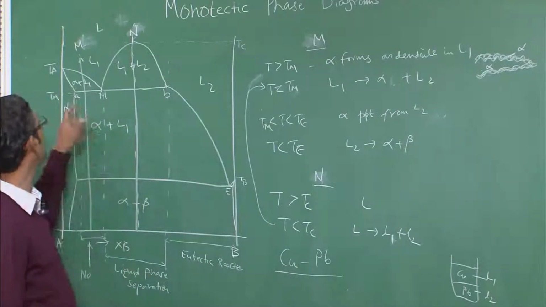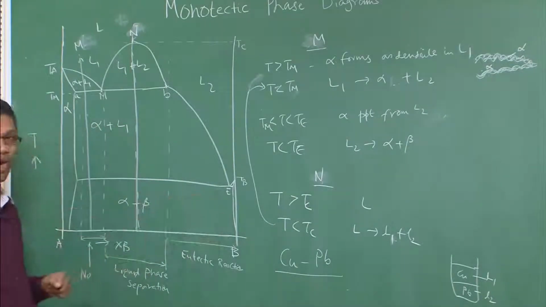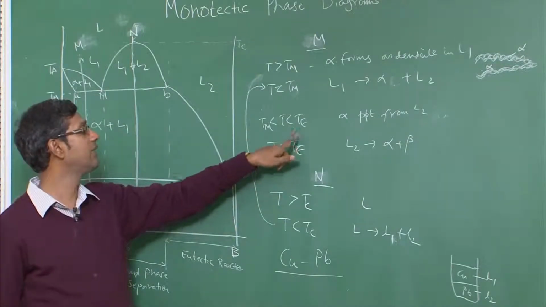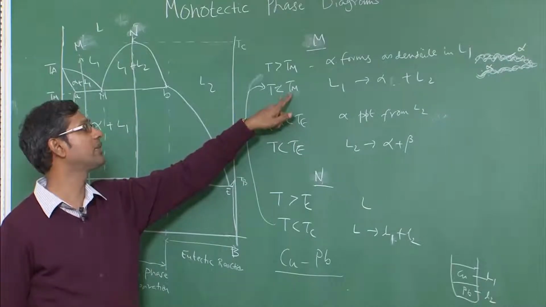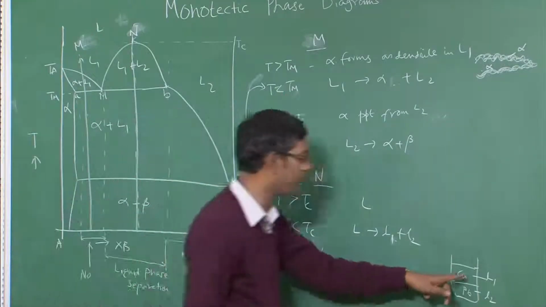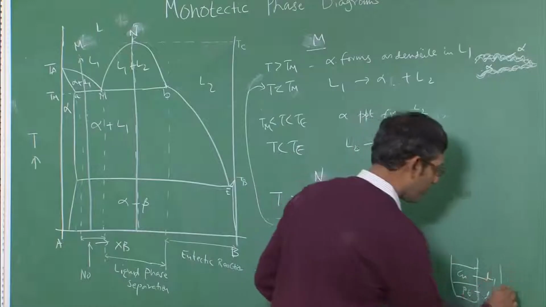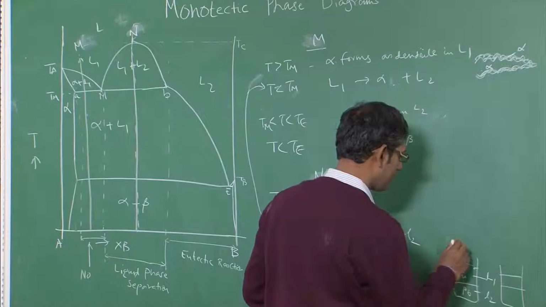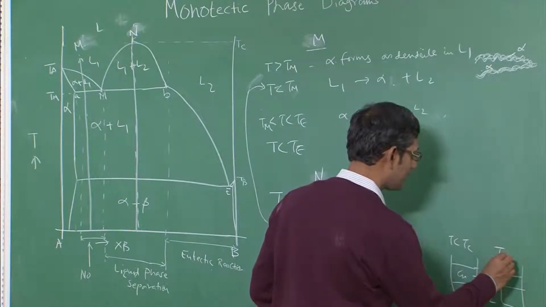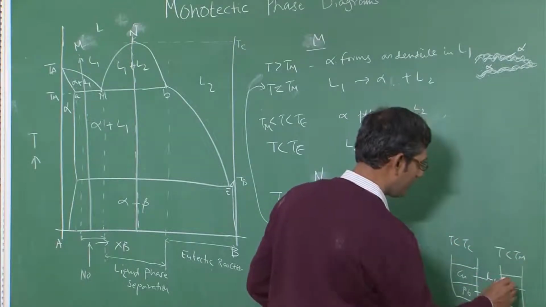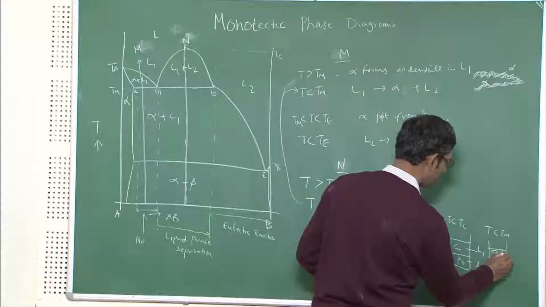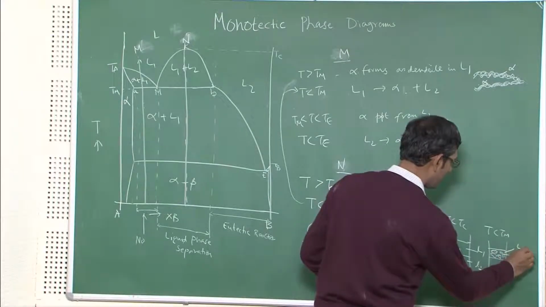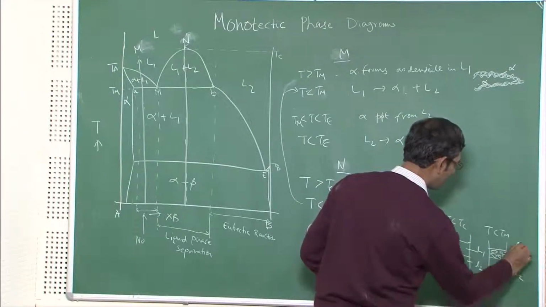As you see here, L1, because it is sitting at the top, will undergo a monotectic reaction at temperature Tm. So, what will happen if I draw this picture correctly? This is T less than Tc, this is T less than Tm, so it will form alpha, this is alpha and this is L2, and this is L2, correct.